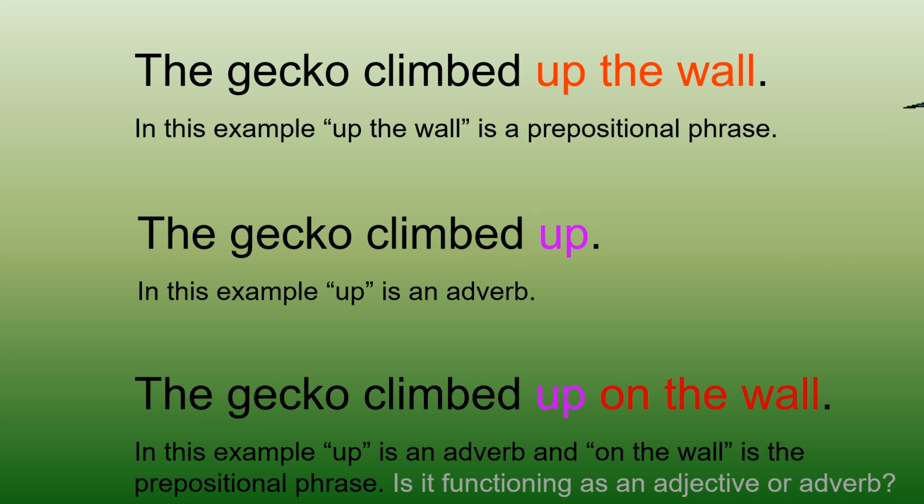The gecko climbed up. In the third example, the gecko climbed up on the wall. Here, up is not part of a prepositional phrase. That's why it's an adverb. On the wall is the prepositional phrase. On the wall now, does it function as an adjective or adverb? This is a challenge, girls and boys. I want you to send me the answer to this question privately on WhatsApp. And by answering this question, I can tell whether you understand this lesson or not.